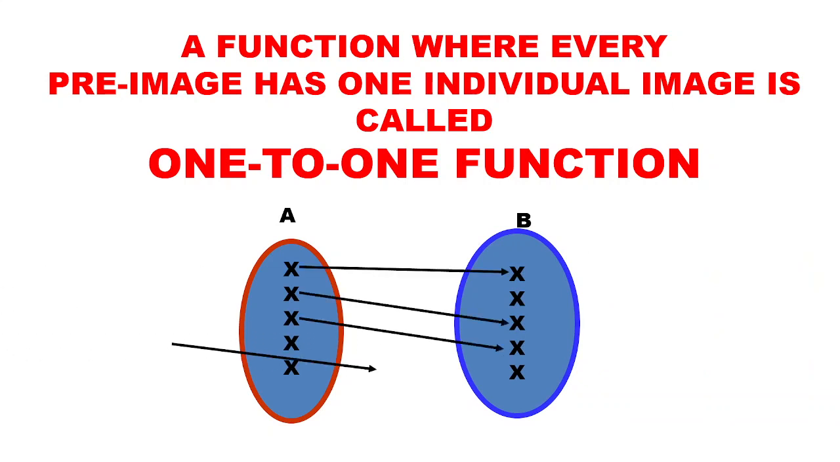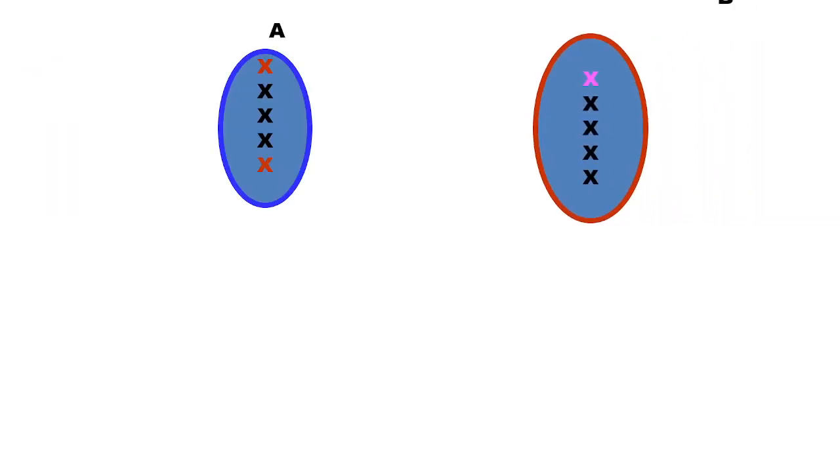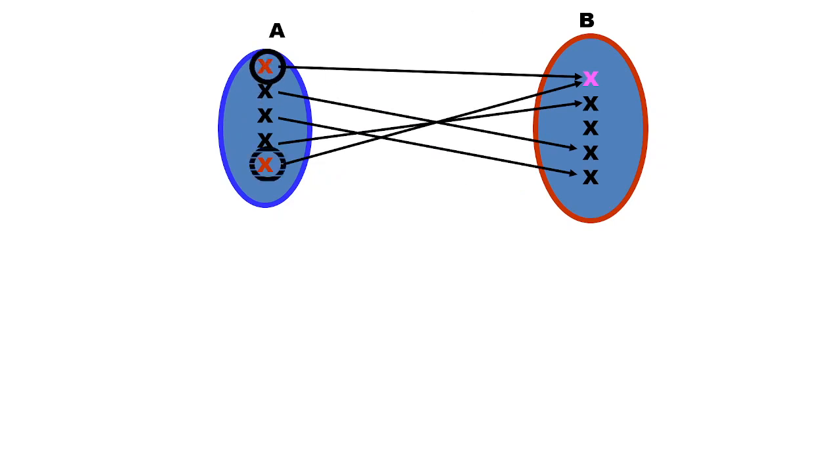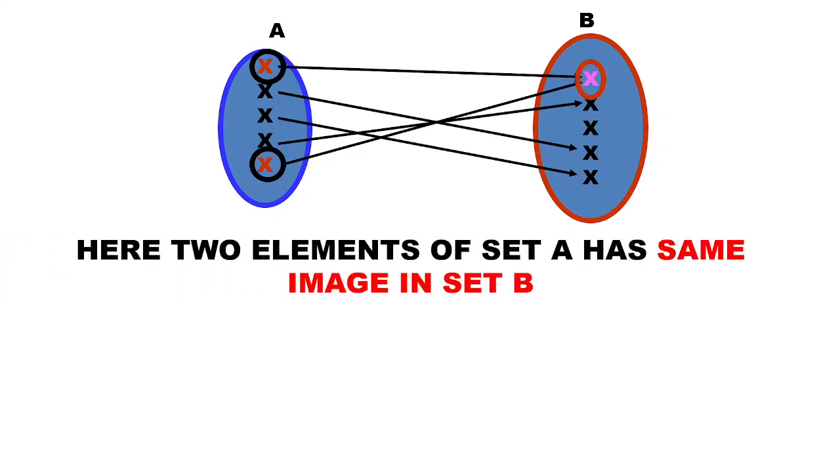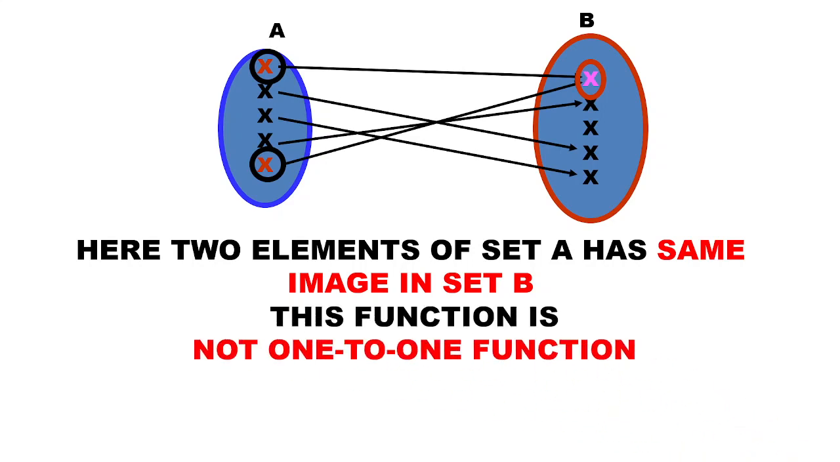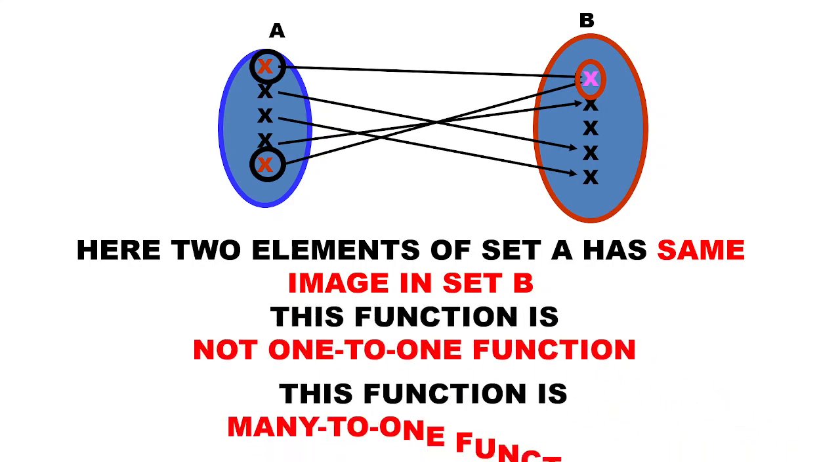Well, now a function, I am taking one example. Here all the elements in the left hand side are having unique images. Each has only one individual image, therefore it is a 1-1 function. Now here, on the left hand side the first and the last element are going to the first element on the top, so they have the same image on the right hand side. Two elements have the same image in set B, therefore this function is not 1-1 and it will be called many to one.